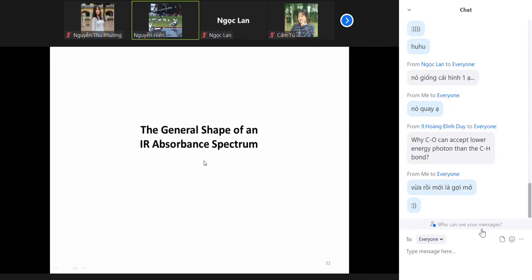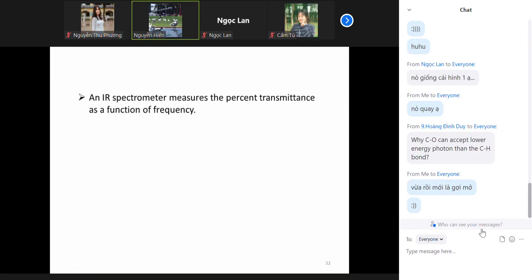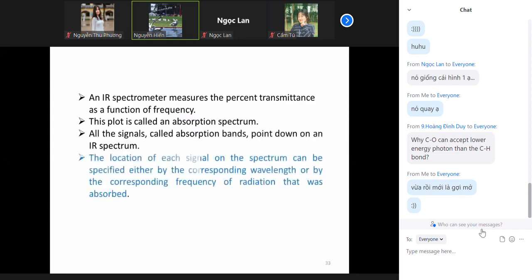Okay, so the general shape of an infrared absorbance spectrum. So an infrared spectrometer measures the percent transmittance as a function of frequencies. This plot is called an absorption spectrum. All the signals called absorbance bands point down on an infrared spectrum.